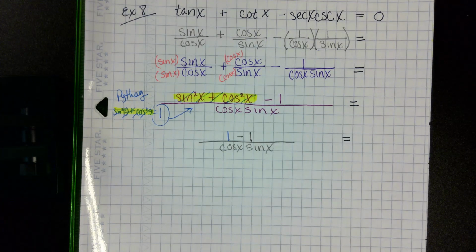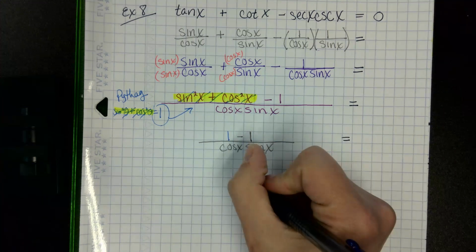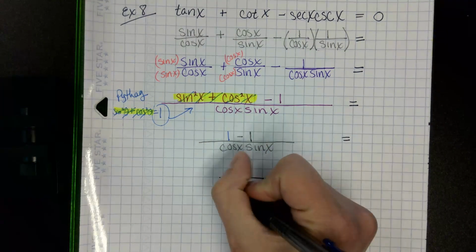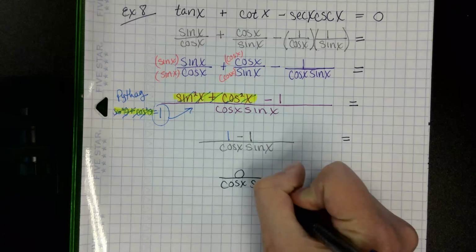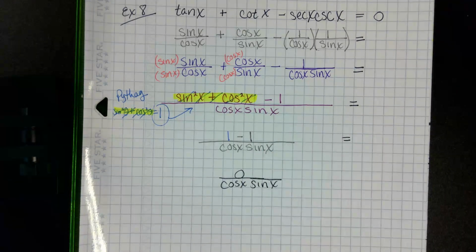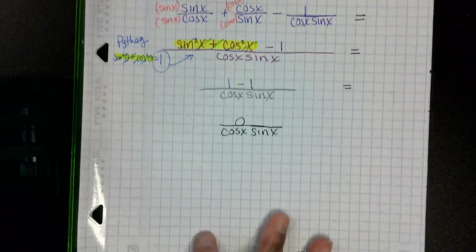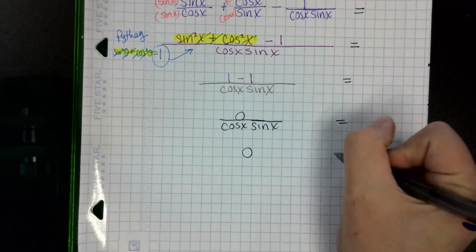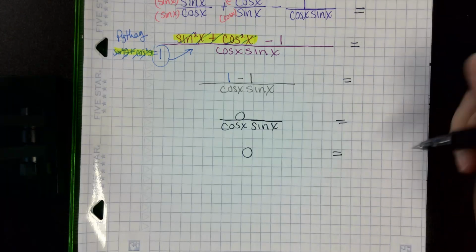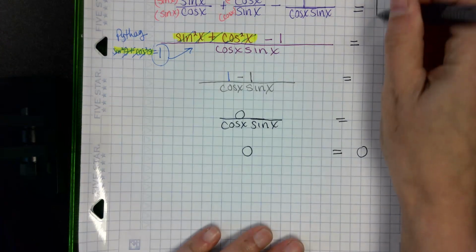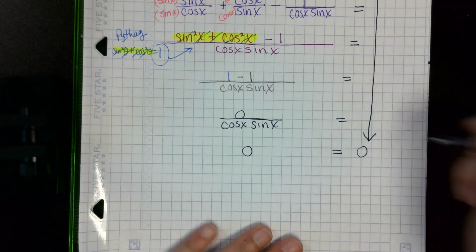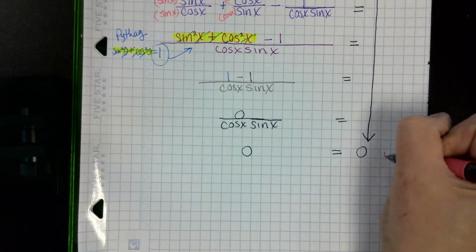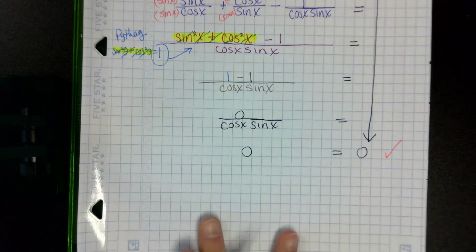All right, so now I have a single denominator, and in the numerator, I have 1 minus 1. 1 minus 1 is 0. I'll go ahead and write it out. So 0 over cosine x sine x. What is 0 divided by anything? Yeah, it's just 0. And it equals whatever's on the right, and what was on the right, it was 0. All the way down, it stayed 0. 0 equals 0. So I verified this to be true.